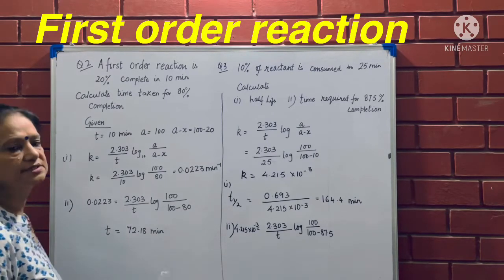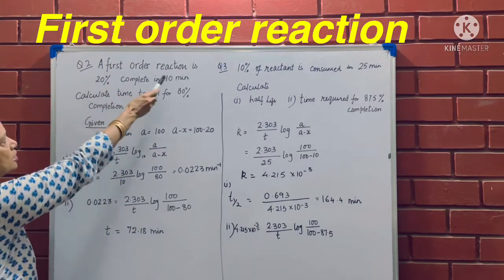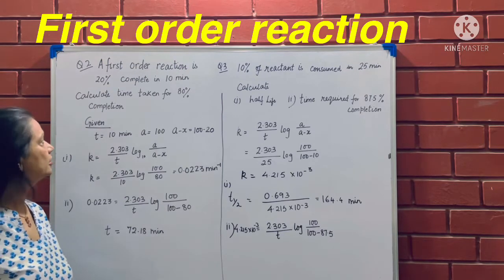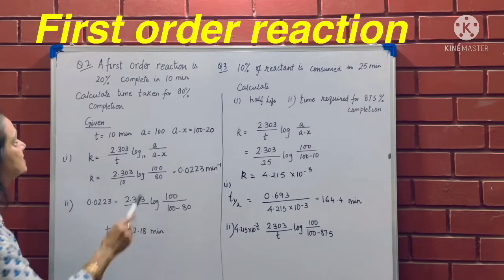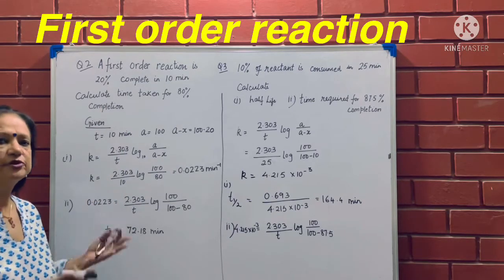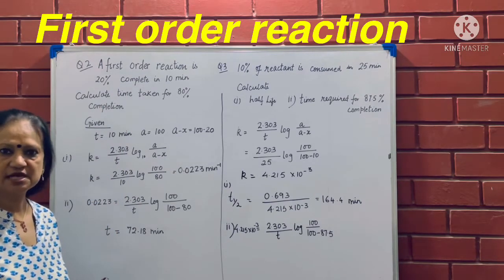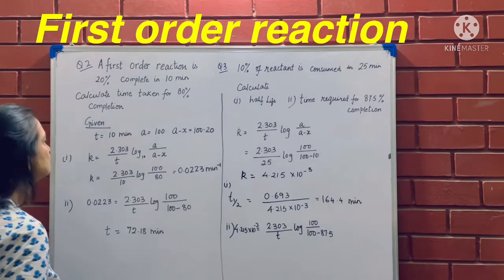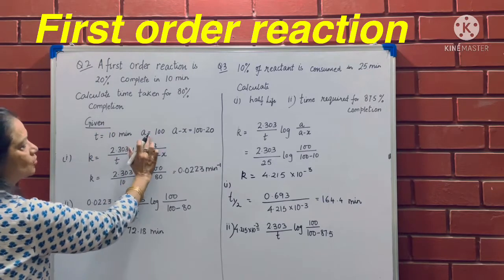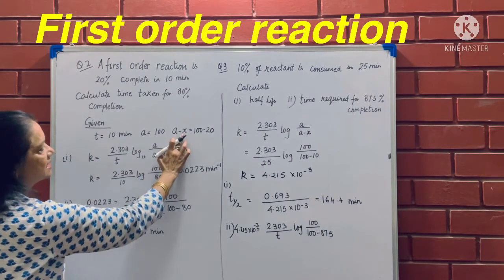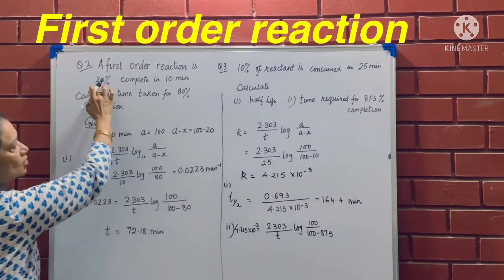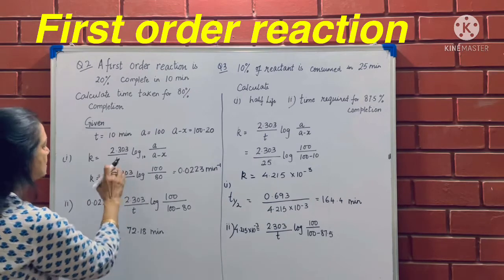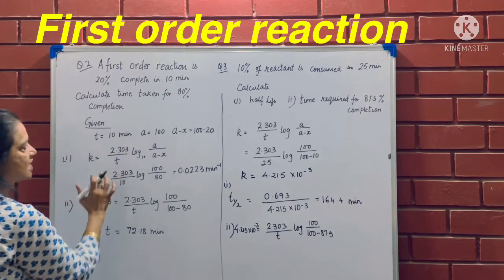Let us look at another example. It says a first order reaction is 20% complete in 10 minutes. Calculate time taken for 80% completion. Since this is given in percentage, I can say initial concentration is 100 and 20% of that 100 was lost. So I've taken initial concentration 100 and A minus X is 100 minus 20, because 20% of A was lost. So 80% was left. Substituting the values, time is given 10 minutes.